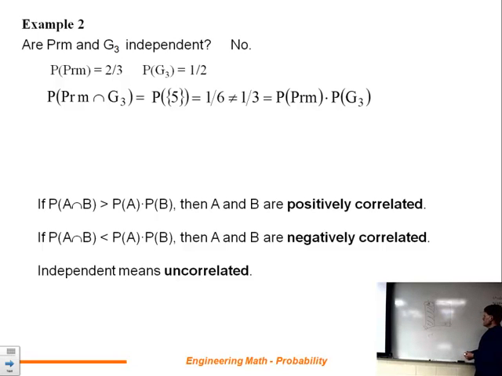Now, if A and B are positively correlated, then the picture might look more like that. Here's A and here's B, and they have an intersection that's bigger than what you would get if you just multiplied the probabilities together. So these are positively correlated. And negatively correlated would be you tilt these lines in the opposite direction. Now they have a much smaller intersection than what they would have if they were independent.